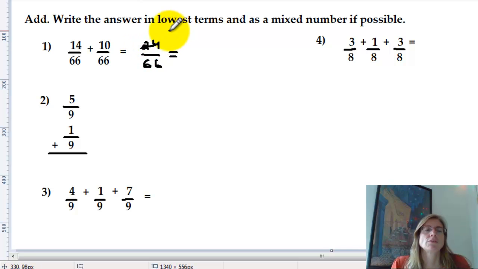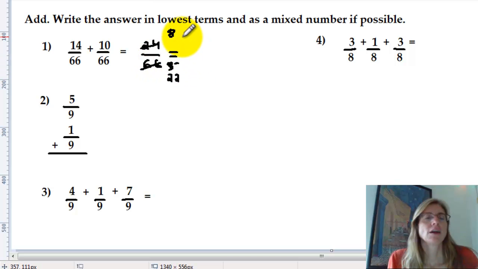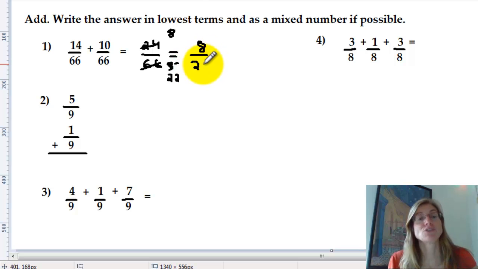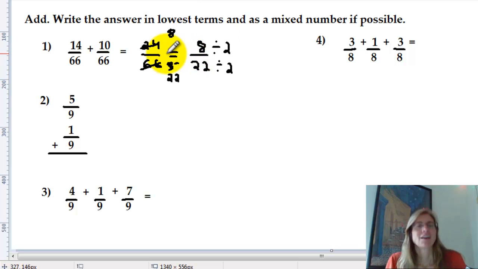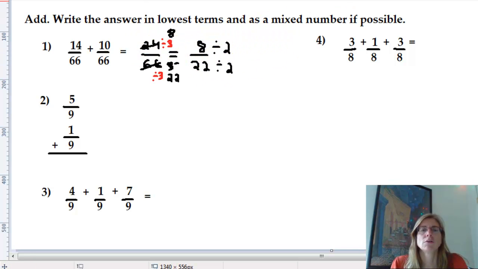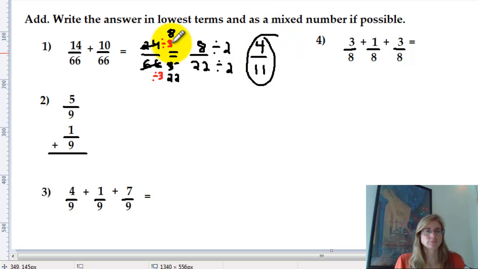So 3 into 24 is 8, meaning we can reduce this. 3 into 66 is 22, because 3 into 6 is 2. 24/66 reduces to 8/22, which can reduce more. Because they're both even numbers, we can continue dividing by 2. So over here we divided by 3, and now we're dividing by 2. We divide by 2 now to get 4 elevenths. So the answer is 4/11, and that's reduced.